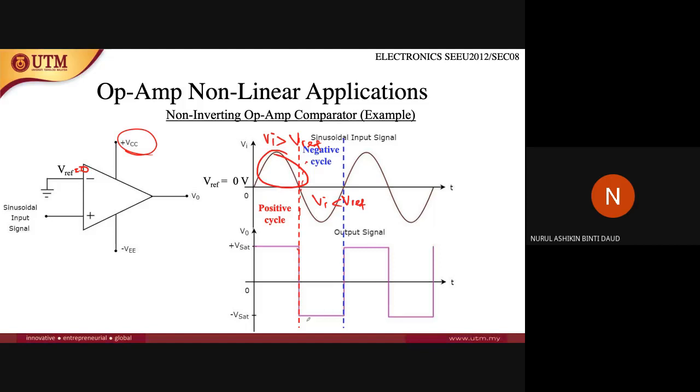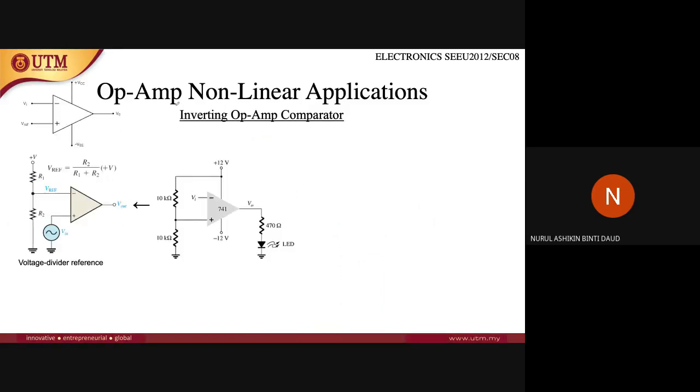So it will be minus V saturation here, where the V saturation will depend on this value. So this is how the output signal will be. All right, so this is the inverting. Let's look at the inverting op-amp comparator. For the inverting op-amp comparator, the input signal is at the negative terminal.